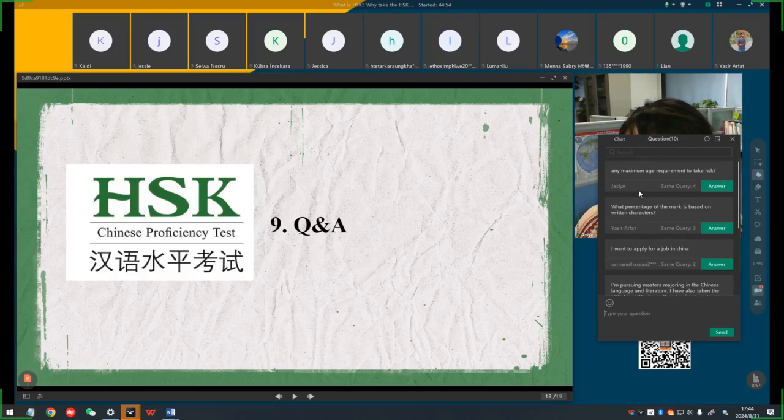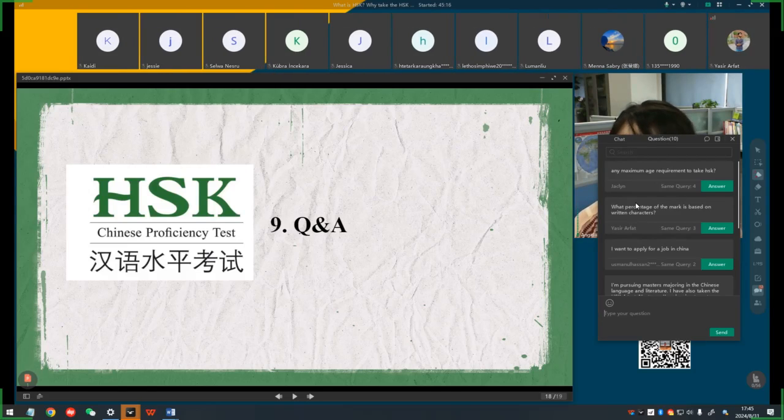First question: are there any maximum age requirements to take the test? No, they don't have any. For taking offline courses here in Chinese universities, they may have age requirements. But for taking the HSK test, they don't. Or for studying Chinese online, we don't have age requirements.